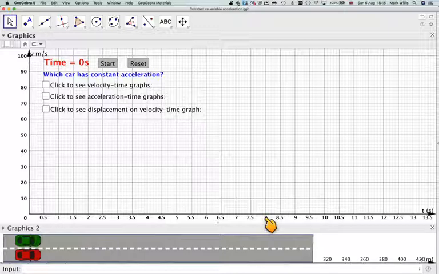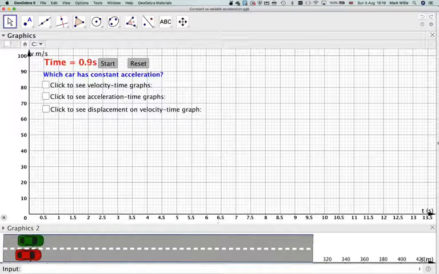What I'd like you to do is watch to see which one has the constant acceleration and which has the variable acceleration. And after we've done that, we'll look at the graph and try to explain why. So we're going to start the race here. This app, before we start, is linked in the notes of the video, so you can look at it for yourself. So here we go.